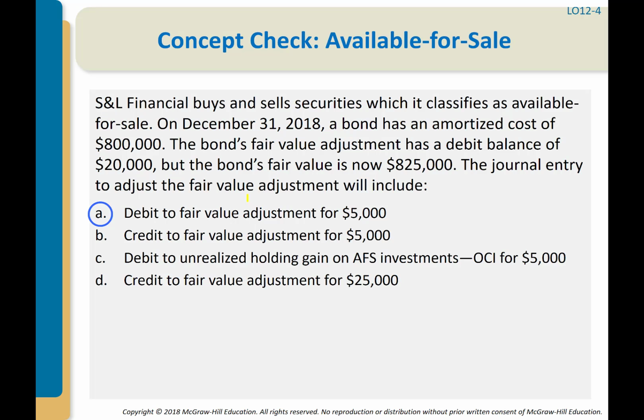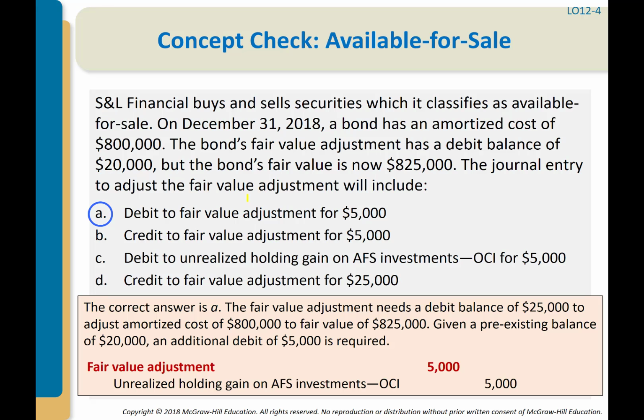Okay, so if we're sitting here and we have this available for sale, and a bond has an amortized cost of $800,000, the fair value adjustment has been debited, right, to bring it up $20,000, but the bonds now have a fair value of $5,000. What are we going to do? We'll debit the fair value adjustment. What kind of security is it? Available for sale? Where's the credit going? There's the debit. Where's the credit going? OCI. Beautiful. Good. There it is. Okay, nice.